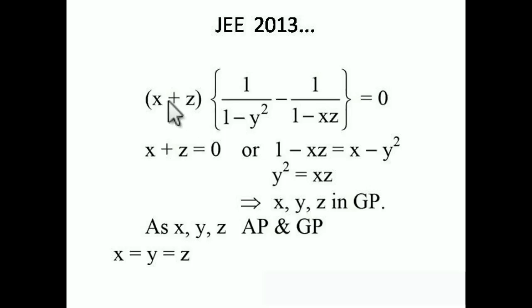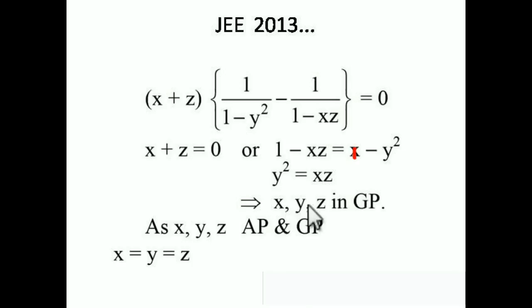So there are two possibilities: either x plus z is equal to 0, or this whole bracket is equal to 0. If the bracket is 0, then 1 upon 1 minus y square is equal to 1 upon 1 minus xz, that is 1 minus xz is equal to 1 minus y square. Here there was a mistake, it's not x minus y square, it's 1 minus y square. Okay, 1 minus xz is equal to 1 minus y square. 1 gets cancelled out, minus gets cancelled out, so y square is equal to x into z.